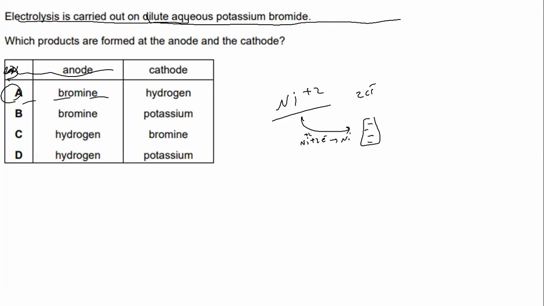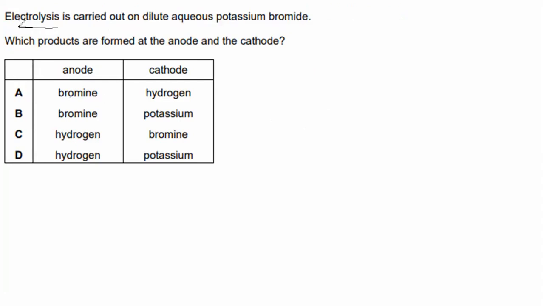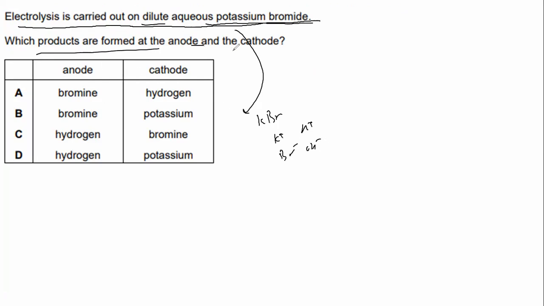Electrolysis is carried out on dilute aqueous potassium bromide. Potassium bromide, KBr. So we have K plus, Br minus, H plus, OH minus. Products at the anode and cathode. So look, guys, at the cathode, hydrogen will be produced because K comes before hydrogen. So the hydrogen will be produced at cathode.